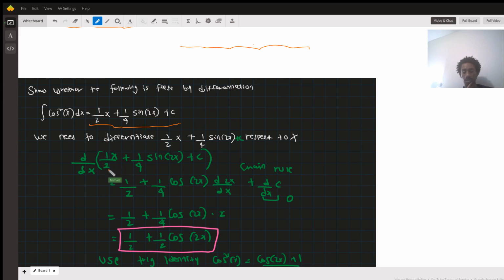So now let's differentiate this. We can start from 1 over 2x. When we take the derivative of 1 over 2x with respect to x, we would just get 1 over 2. The x will disappear.